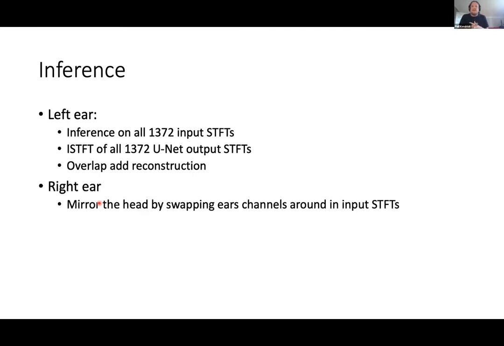For the right ear, I use a little trick where I mirror the head by swapping the ear channels around, left to right. Effectively I'm taking a mirror image of the head, and now I can get the U-Net to predict the output at the left ear again, knowing that it's actually the right ear it's estimating. This takes advantage of the fact that within the Clarity training dataset, the interferer was located at a large number of positions all around the head. So the interferer has seen a number of positions, or it can be mirrored at least anyway.